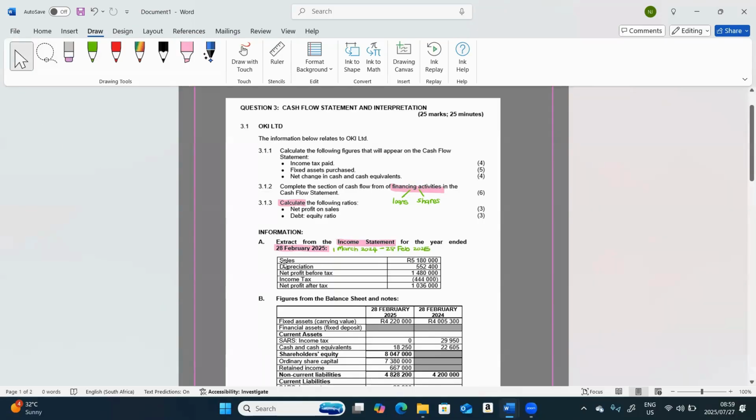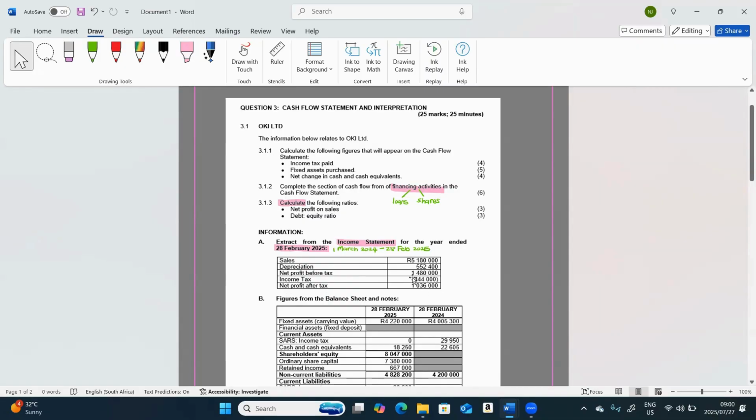Okay. Then we have to have a look at what they provide us in our income statement. They provide us with the sales. We know that we are going to use the sales amount, obviously, and substitute it into this ratio over here. Our depreciation, guys, we know is going to be used under our fixed assets over here to calculate our fixed assets purchased. And then we have our net profit before tax and our net profit after tax.